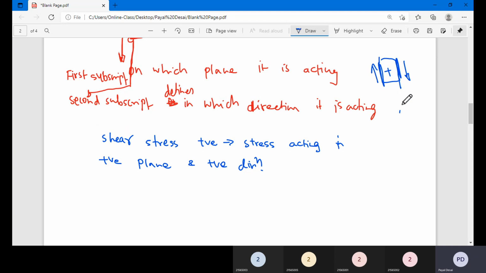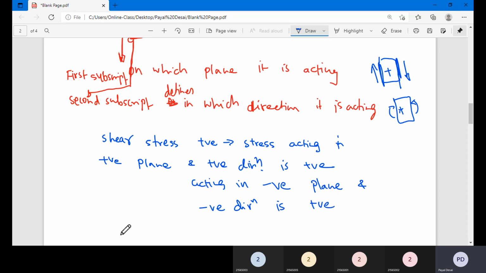ये आपने जब बेंडिंग मोमेंट शियर फोर्स डायग्राम करते थे, जैसे पॉजिटिव मोमेंट में कैसा था, क्लॉकवाइज एंड फ्रॉम हियर क्लॉकवाइज एंड फ्रॉम हियर एंटी क्लॉकवाइज, लेफ्ट एंड राइट. So it is something like that. Okay, we have to follow this sign convention which is proper. So stress acting in positive plane and positive direction is positive. Stress acting in negative plane and negative direction is also positive. And the vice versa, इससे उल्टा, मतलब positive plane negative direction, negative plane positive direction, so vice versa is negative. So this you have to keep in mind regarding shear stress.